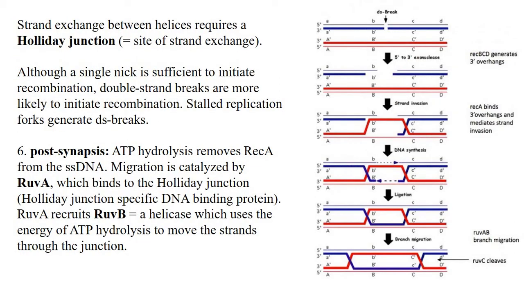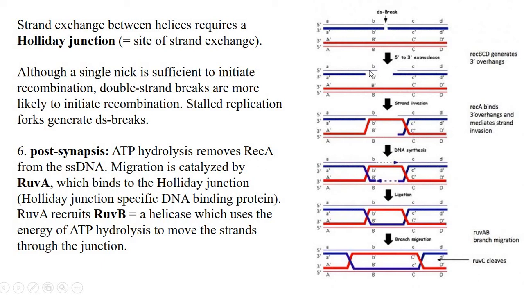The strand exchange between two helices of DNA will require the Holliday junction, because that's the site of strand exchange. That means the Holliday junction is where they cross over. So here again, this is a double-stranded break. This double-stranded break will lead to RecBCD, which will generate these 3' overhangs. RecBCD will come and bind here, and it will remove the sequences in a way that the 3' end will have lower activity of helicase, so it's not as much opened and cut as the 5' end, so it will have that 3' overhang.